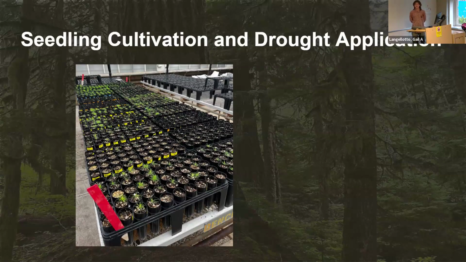These seedlings were grown in the OSU greenhouses where their trays were rotated every few weeks to minimize the impact that microclimates have on these seedlings.